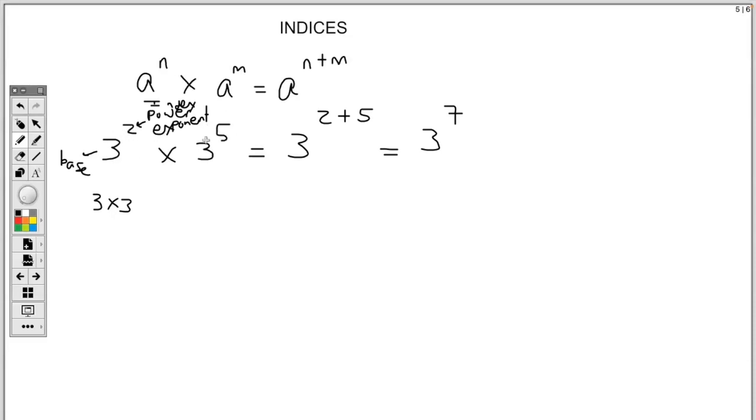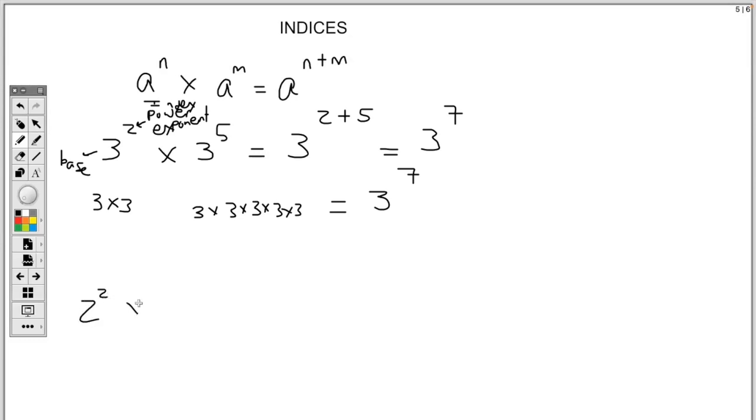So the next one, my power is 5, so it's telling me that I need to repeat the base 5 times, which is 3 times 3 times 3 times another 3, and finally the last 3. So that's 5 times you repeat the base. If you find the total of this, you'll see that I have 7 3s. So that's why the answer is 3 to the 7. And because I have 7 3s, that's why the power is 7. So the 7 tells me I'm repeating it 7 times.